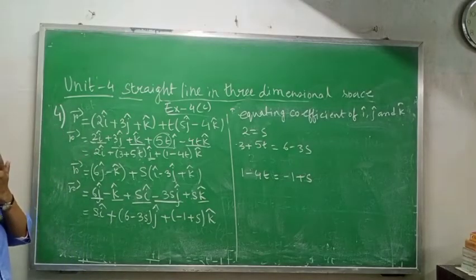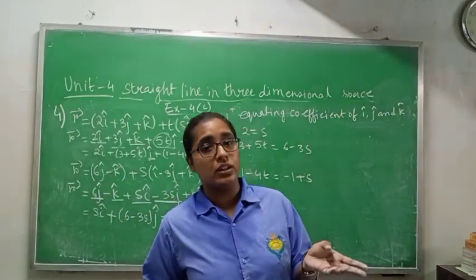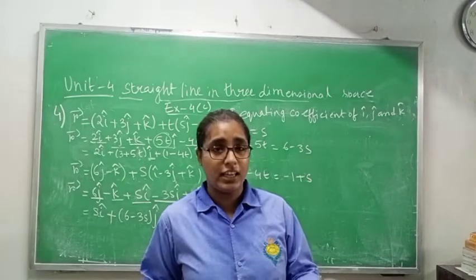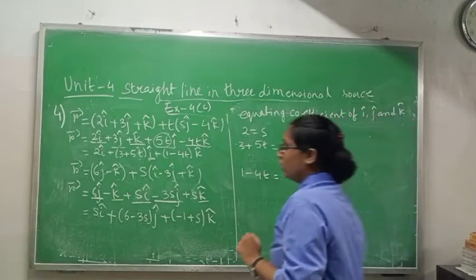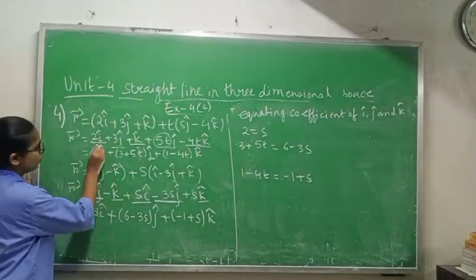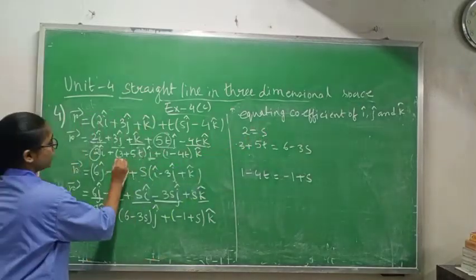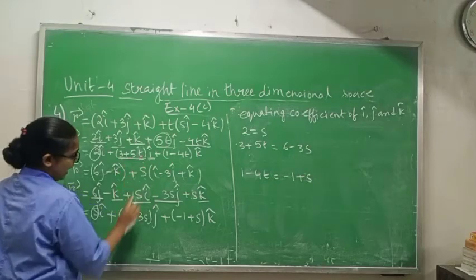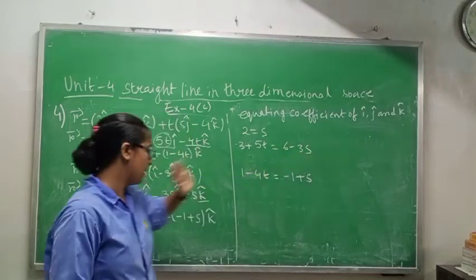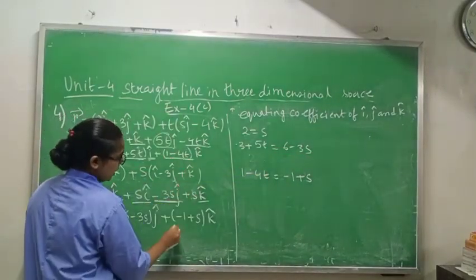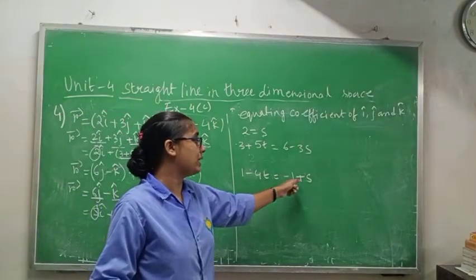Okay. Now in this one, if you want to show whether they are intersecting or not, you have to equate the coefficients of i cap, j cap and k cap. So that is why we take equating coefficients of i cap, j cap and k cap. Now see, the i cap coefficient in this one is 2 and here it is s, so you will equate 2 equals s. Now here the j cap coefficient is 3 plus 5t and here it is 6 minus 3s. So 3 plus 5t equals 6 minus 3s. Now for k cap, 1 minus 4t equals minus 1 plus s.